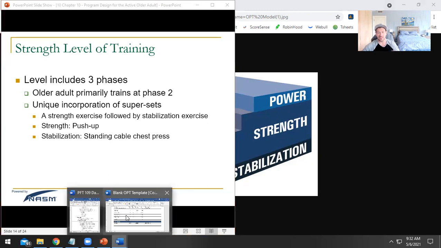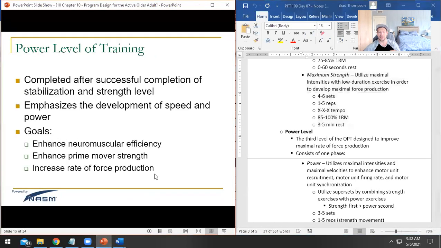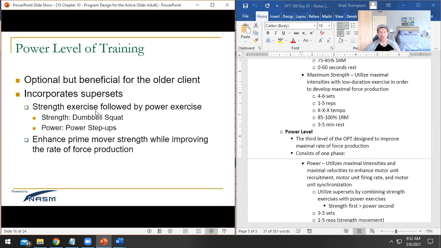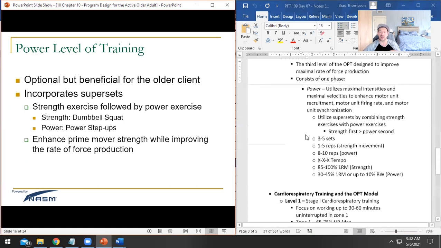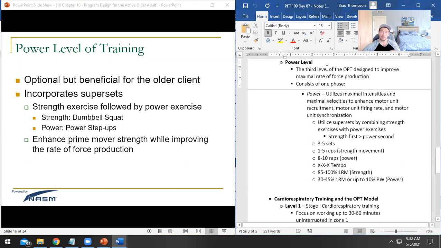So this is where the intensity is going to be played around with. It's going to have high and low intensity, because if you're doing a blend, that means you can lift very explosively. So after successful completion of stabilization and strength, we can start developing speed and power, right? This is very optional, but it can be beneficial for everybody. And this phase of training is very similar to our strength endurance phase.